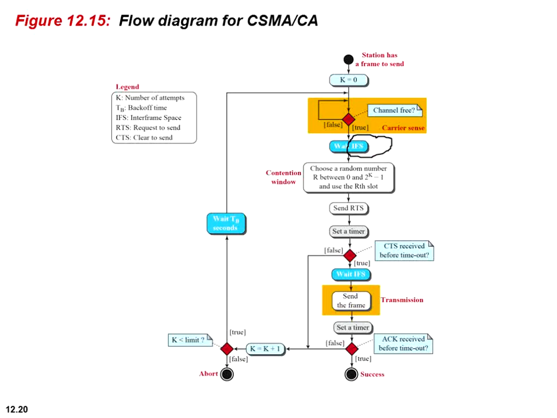And after waiting an IFS time, if the channel is still idle, the station can send, but it still needs to wait a time equal to the contention window. So the IFS variable can also be used to prioritize stations or frame types. For example, a station that is assigned a shorter IFS has higher priority.